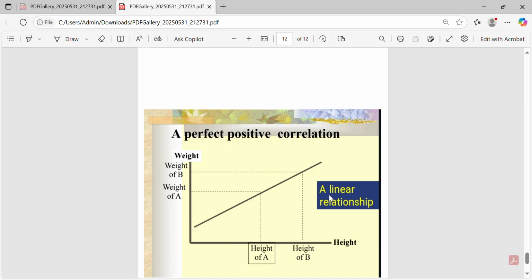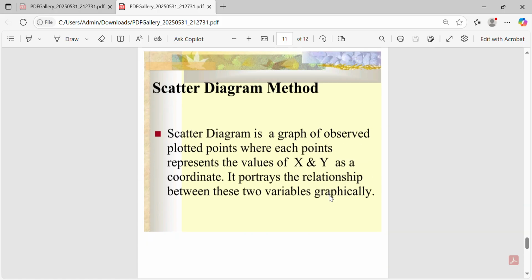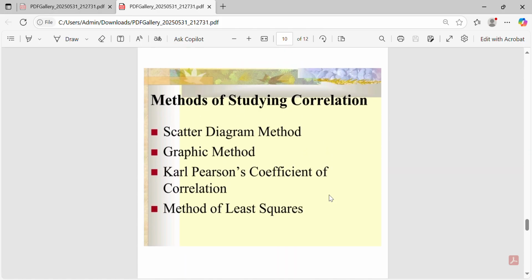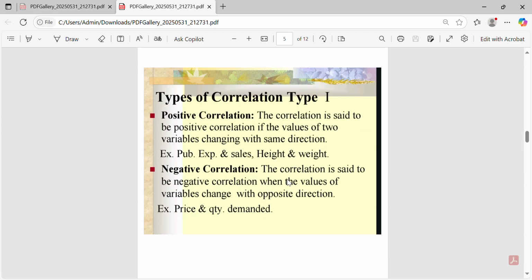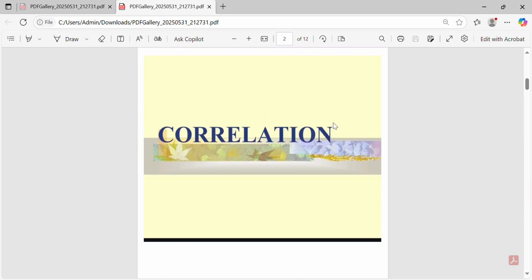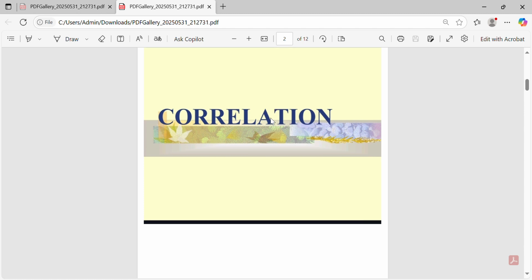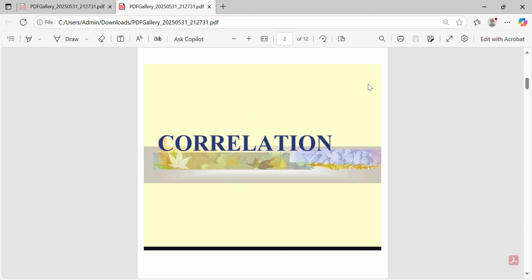There are some methods which we use to find out the correlation. I hope that after watching this video you will understand what correlation is, its types, and how it works, and from the examples given, what the correlation between two variables is and how a change in one variable affects the other variable.